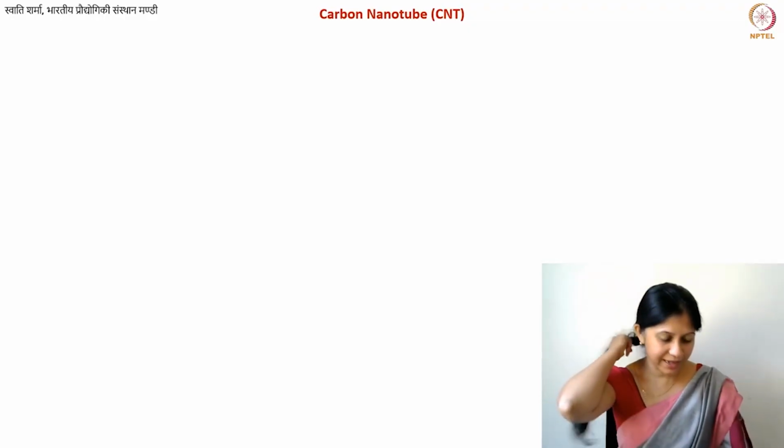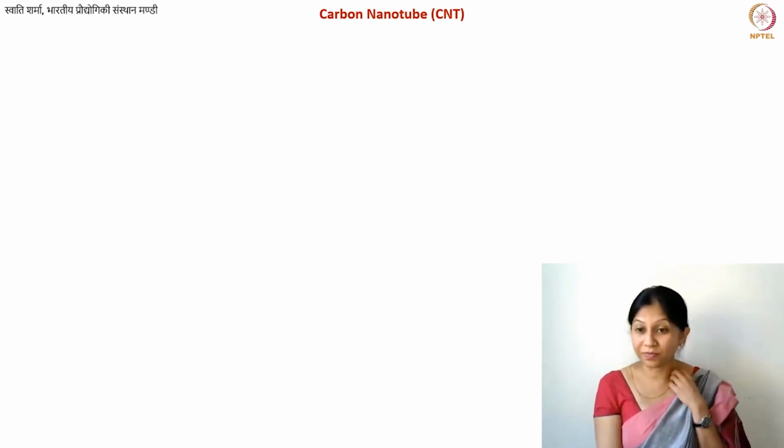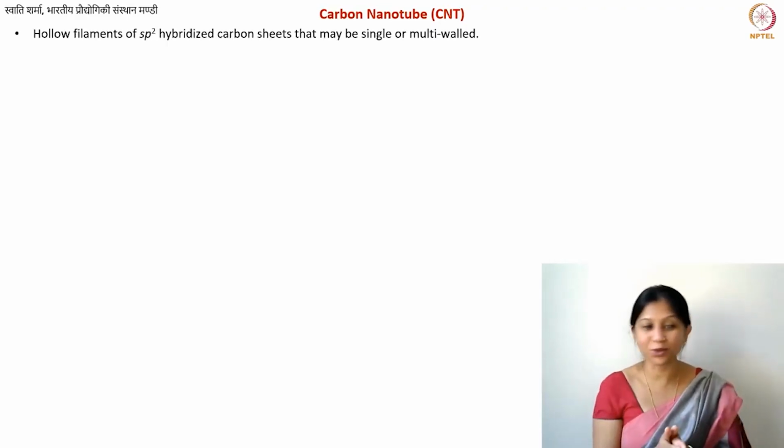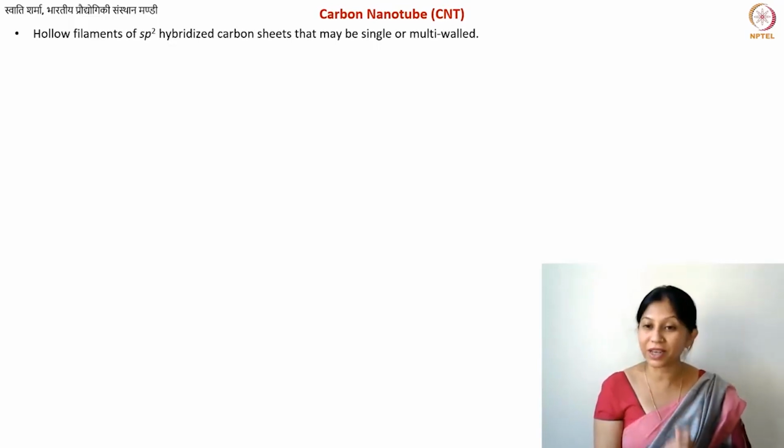So in this lecture, let's talk about carbon nanotubes. As the name itself suggests, they are hollow carbon fibers. So what is a tube? A tube is a hollow fiber, right? You can also look at it this way: if you take a graphene sheet and you roll it up, then what you get is a tube-like structure, a hollow cylinder. Basically, that is what we are talking about.